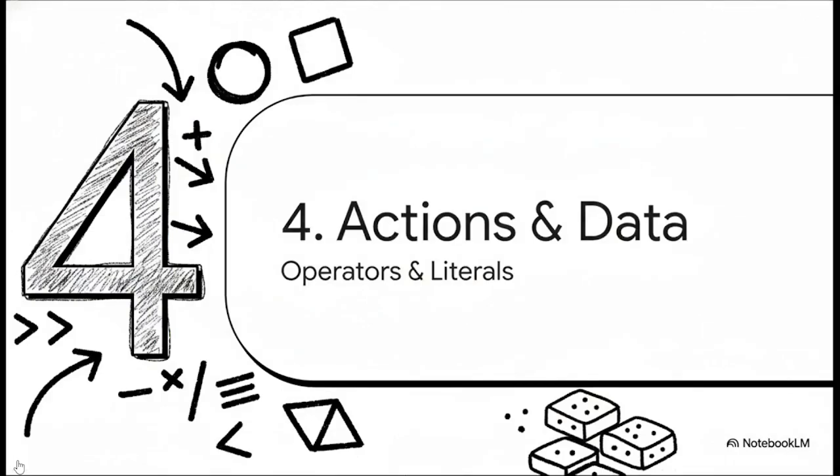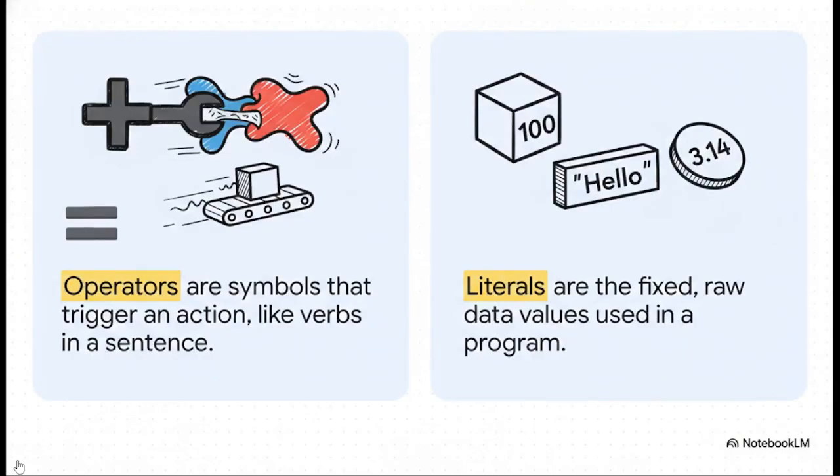All right, next on our list, operators and literals. These two token types are like a team. They represent the actions and the actual data in your code. An operator is a symbol that tells the computer to do something. It's like the verb in a sentence. Think addition, subtraction, or assignment. A literal, on the other hand, is the raw data itself, the actual number 100, or the text, "hello player."